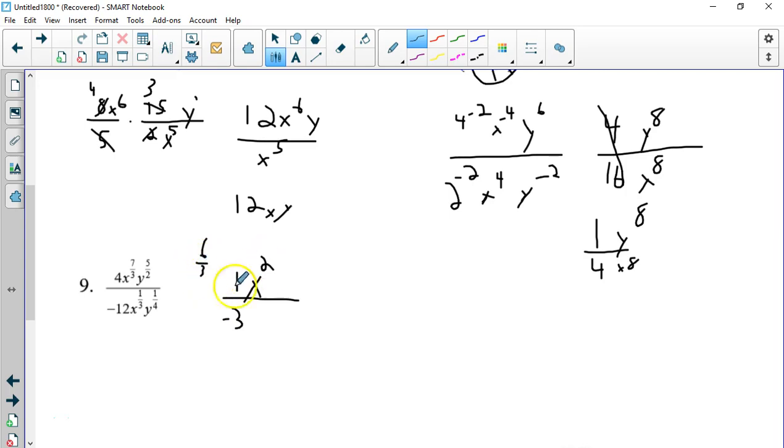6/3 is 2. Now, on the y's, I cannot combine these because I don't have a common denominator. So I'm going to change this to 10/4. So I have a common denominator with 1/4. Now, where do I have more y's? Still on the top. 10/4 minus 1/4 is 9/4. And I can just leave it like that. And that's my answer.